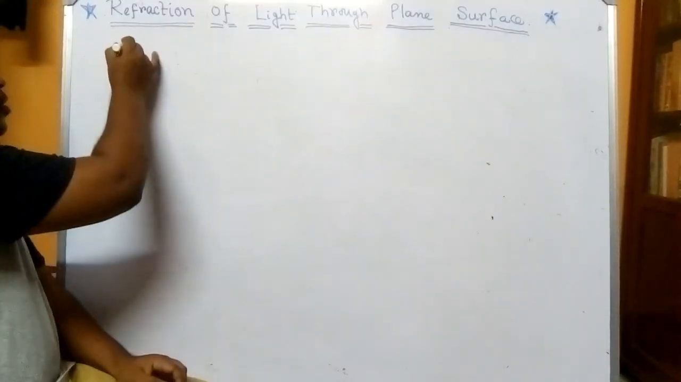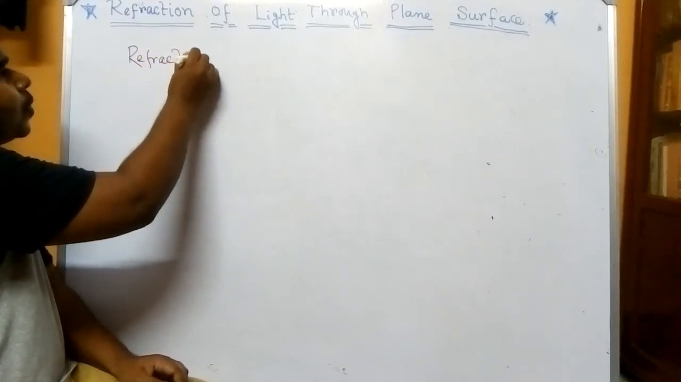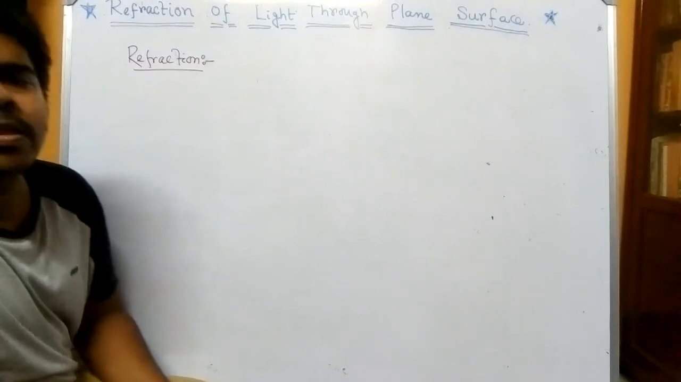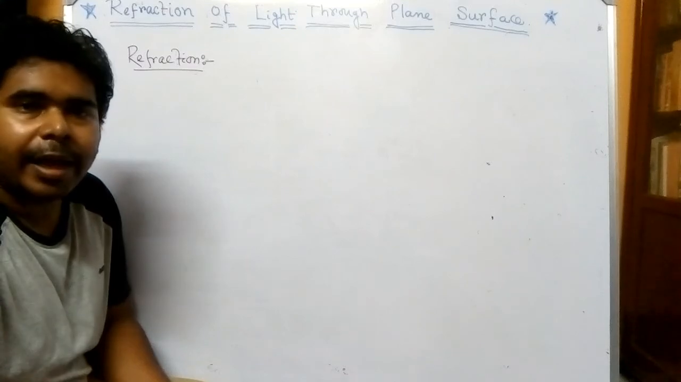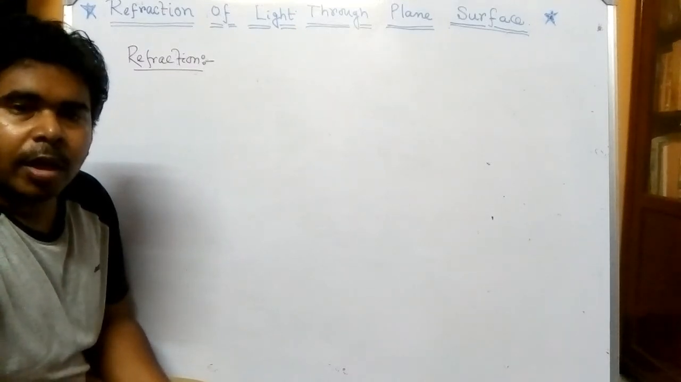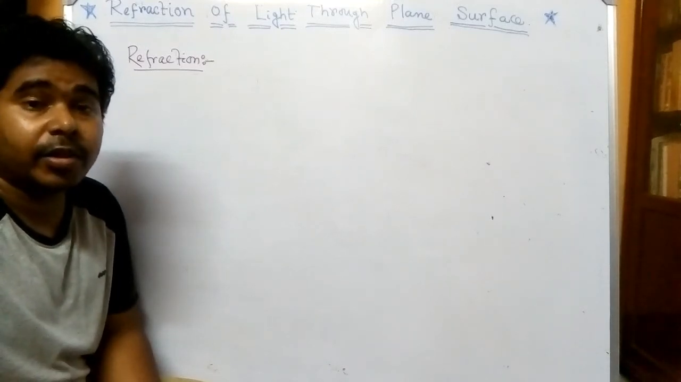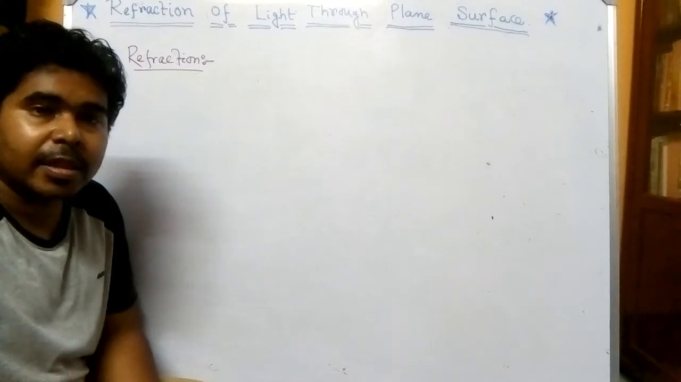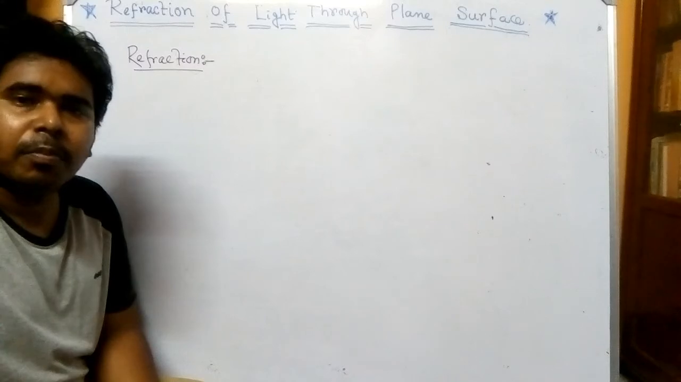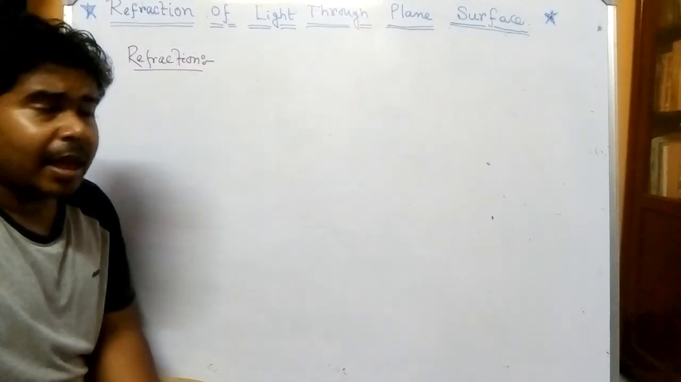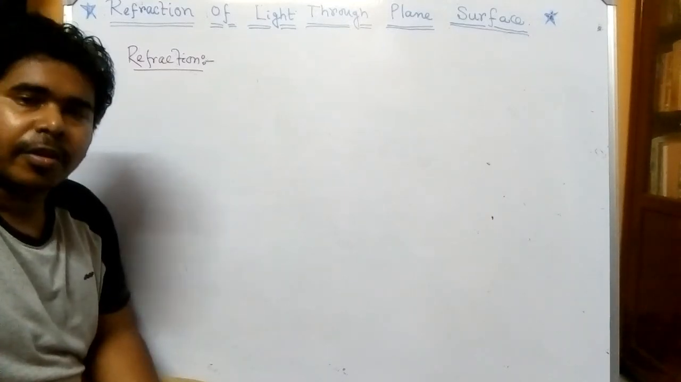So first we have to come with refraction. What is refraction? See, it is a property of light. Initially, we learned in class 9 about reflection: when a light ray travels in one medium and is incident on a shining surface, it reflects back to the previous medium. Refraction is also a property just like reflection.